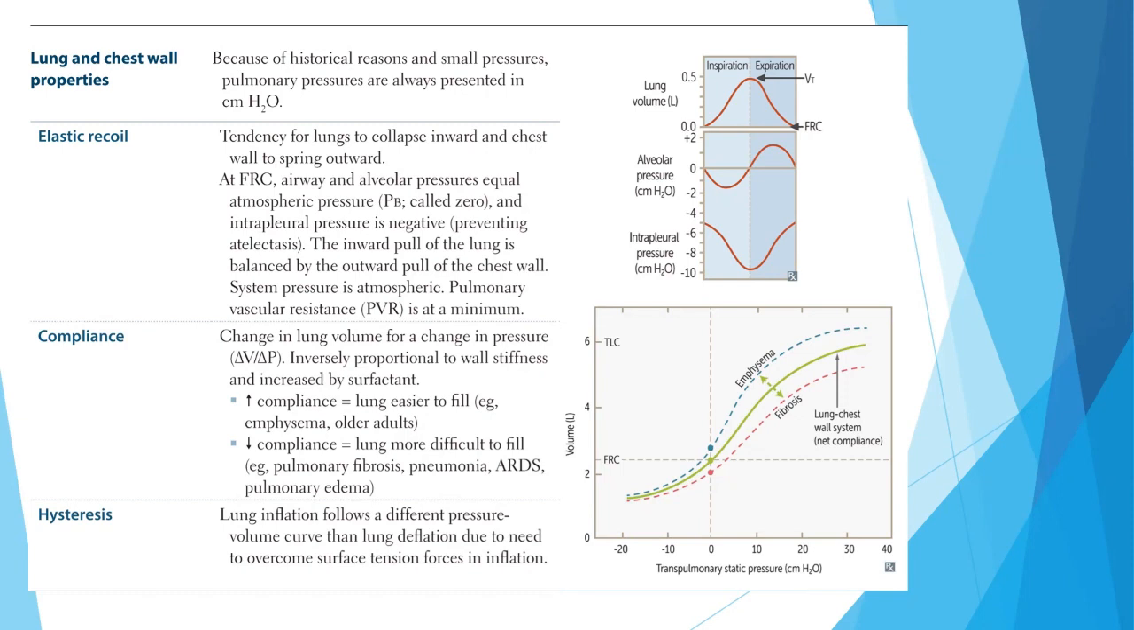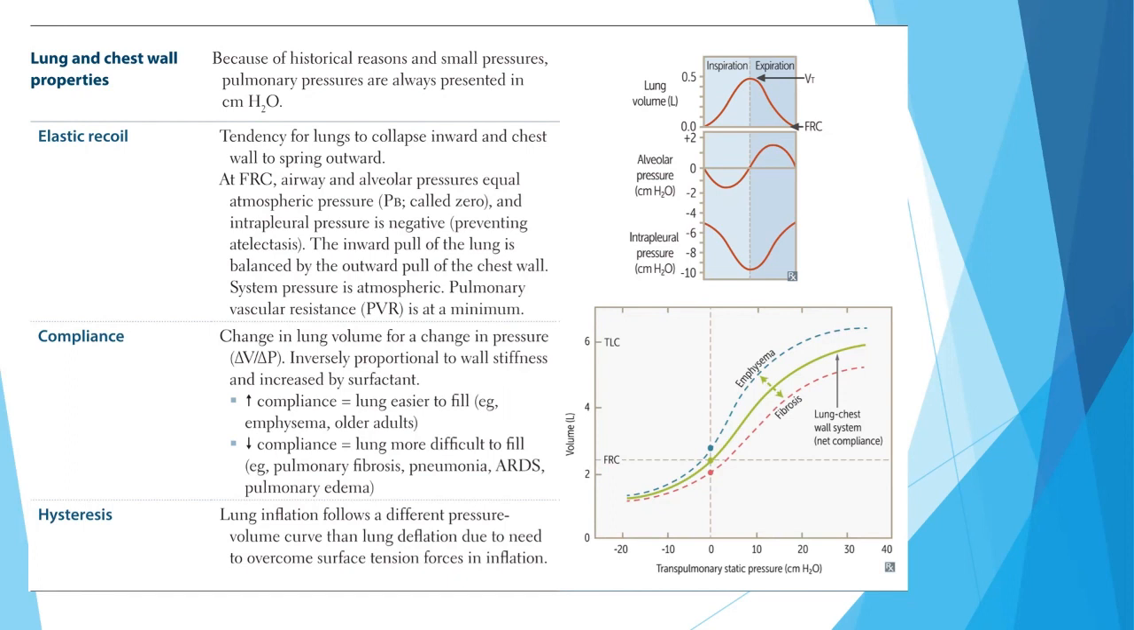So compliance means how the lung expands and what is the curve that the lung reverts back to normal. The compliance is increased in case of emphysema and it is decreased in case of fibrosis. Hysteresis is when lung inflation follows a different pressure and volume curve than lung deflation, due to the need to overcome the surface tension forces in inflation.